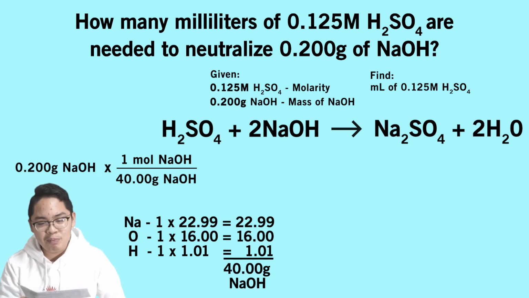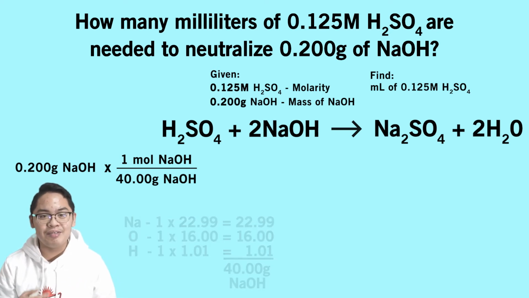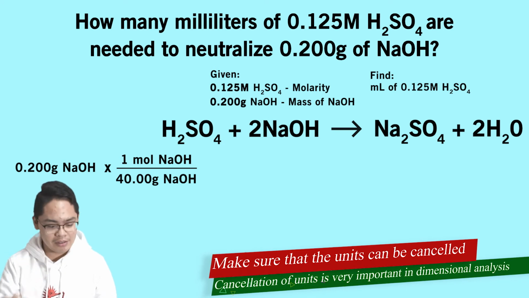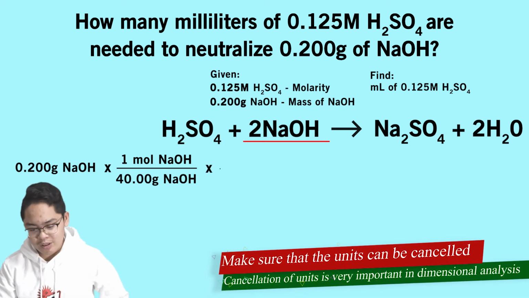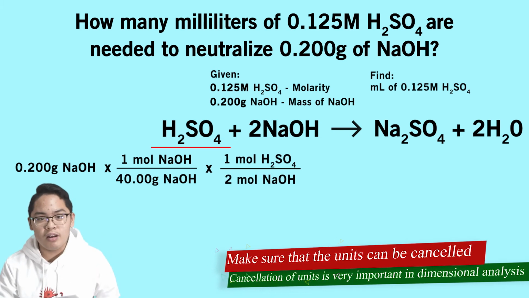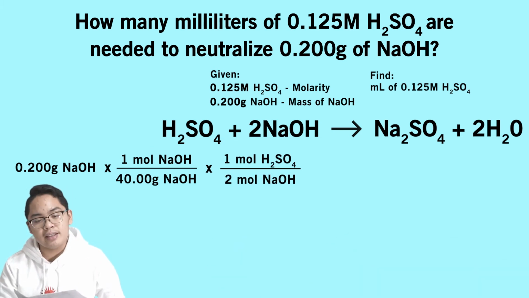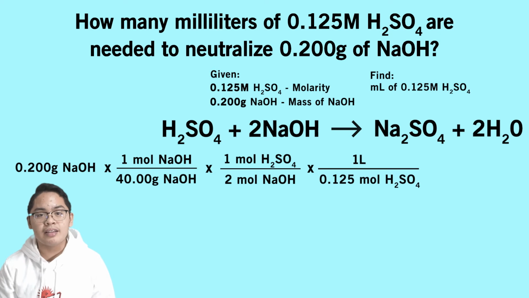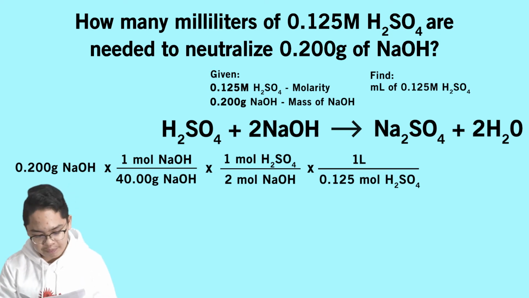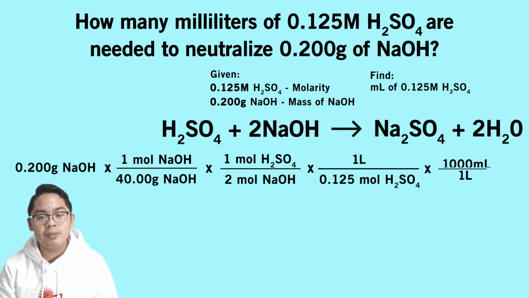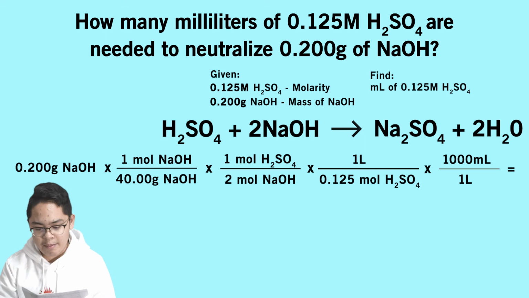Next, we have the portal to conversions, according to my lovely mentor, Miss Villa Gonzalo, shout out to you, which are the mole ratios. We have 2 moles of sodium hydroxide is to 1 mole of sulfuric acid. Next, we multiply by the molarity of sulfuric acid, which is 0.125 moles per liter. And lastly, multiply it by the amount of milliliters in 1 liter, which is 1000 mL.